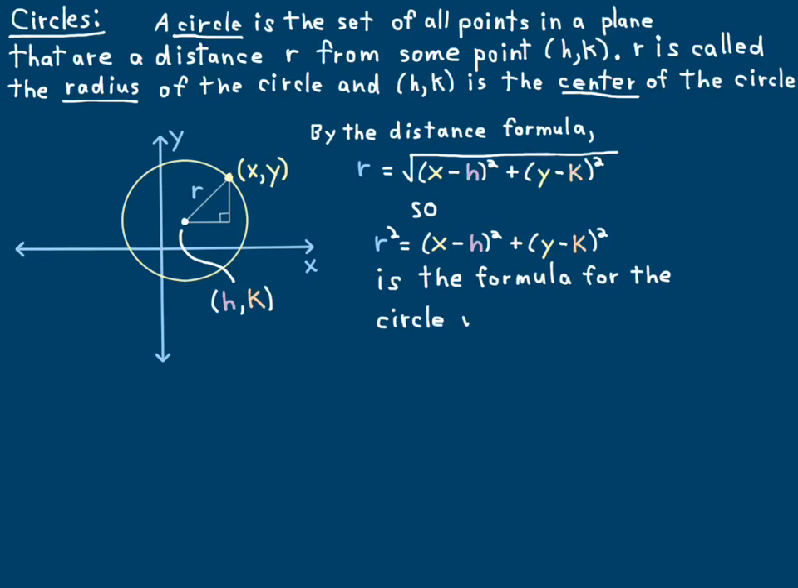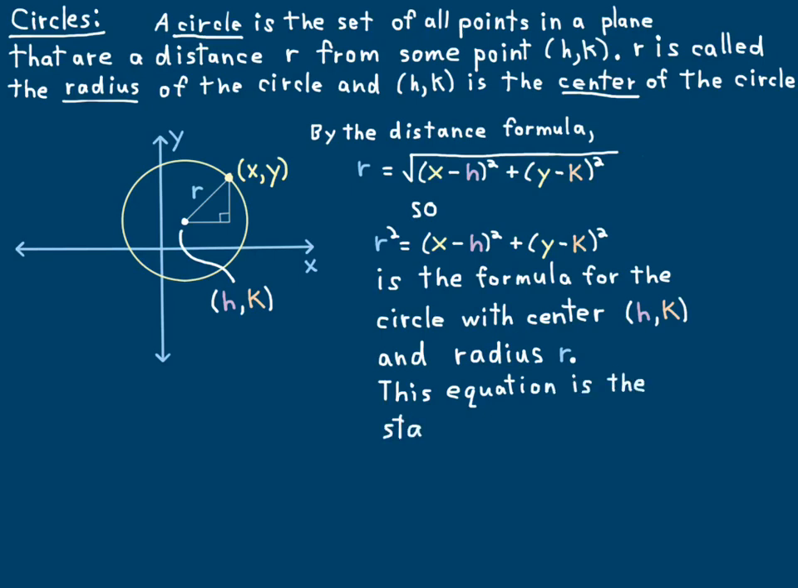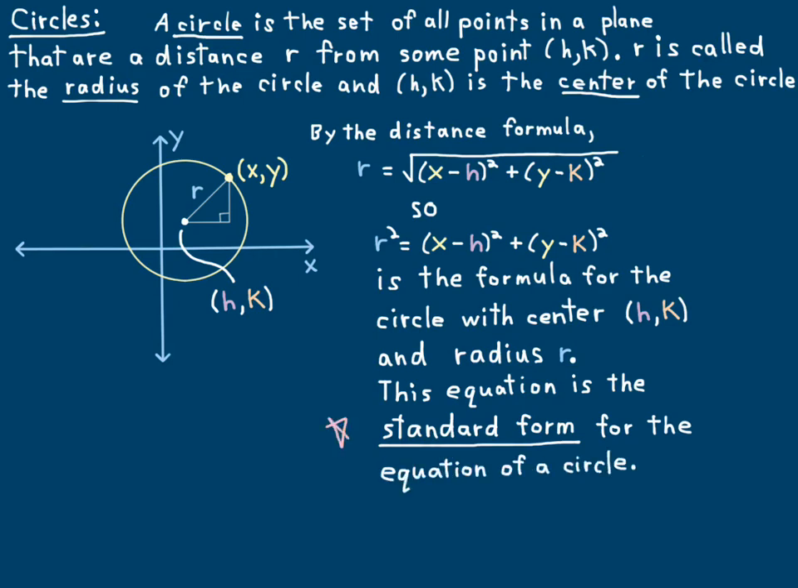So that's a general formula, so you need to know that formula. That's a formula for a circle with center (h, k) and radius r. So they call this the standard form for the equation of a circle. Notice it's actually a quadratic. The highest power of any of the variables is the 2. So it's still what we call a quadratic. All of these conic sections are all quadratics.